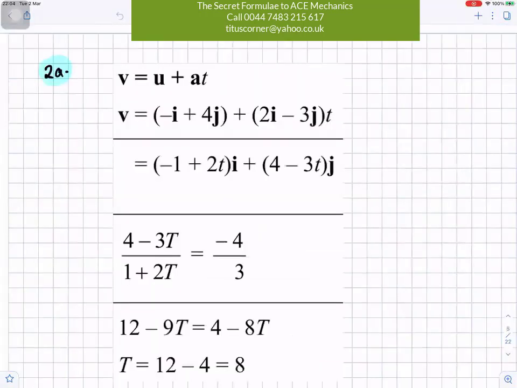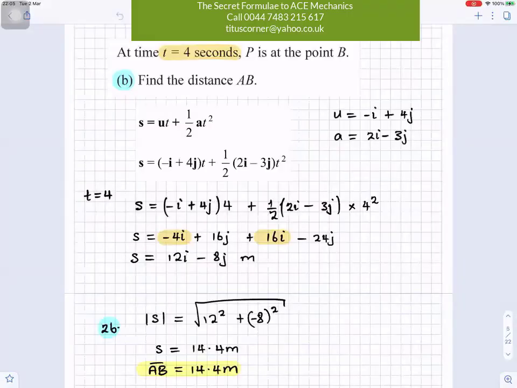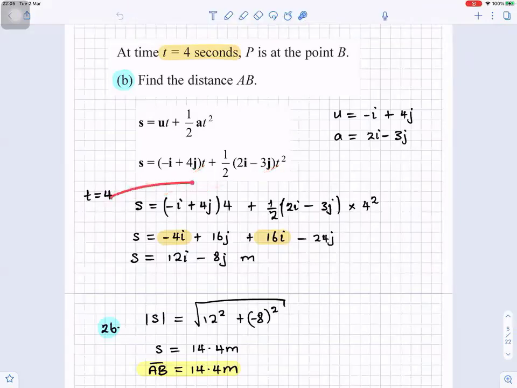So that's question 2A written down neatly. For question 2B, at time t equals 4 seconds, P is at point B. Find the distance AB. So we're going to use s equals ut plus half at squared. And u is minus i plus 4j, and a is 2i minus 3j. So we substitute u and we substitute a. And t is 4, so we substitute 4 for t as well.